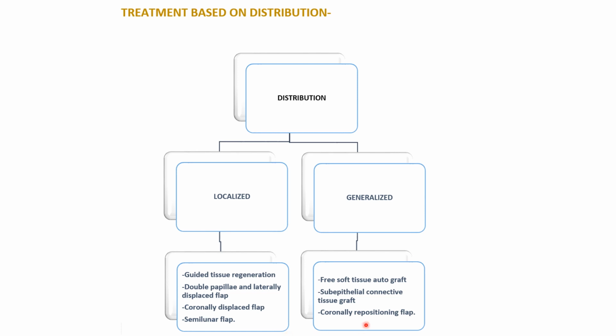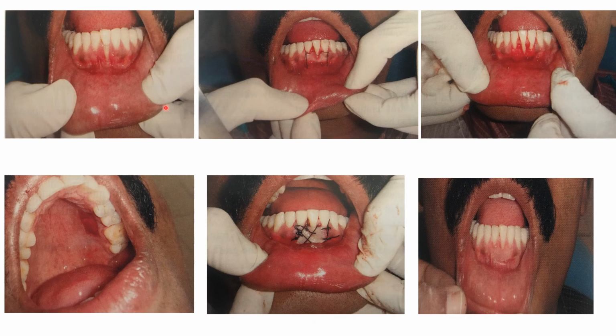And over here I have taken one example of the subepithelial connective tissue graft. I'm going to show you one clinical picture of this, so at least you will get an idea of how they are done. So this is an example of subepithelial connective tissue graft. This is the preoperative view of the patient. This patient is having recession. It is class 2 recession, as you can see. It is beyond the mucogingival junction.